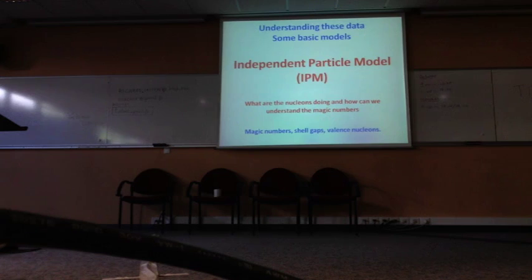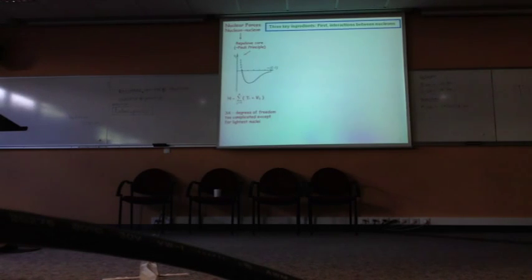So, for that reason, I'm going to talk about the independent particle model now. It's a model about what the nucleons are doing and how we can understand the magic numbers. And I will do it in a very informal way. Pete, on Wednesday, is that your first lecture? Right. On Wednesday, we'll go through it in a proper way, okay? And hopefully between the two of them, you'll understand it.